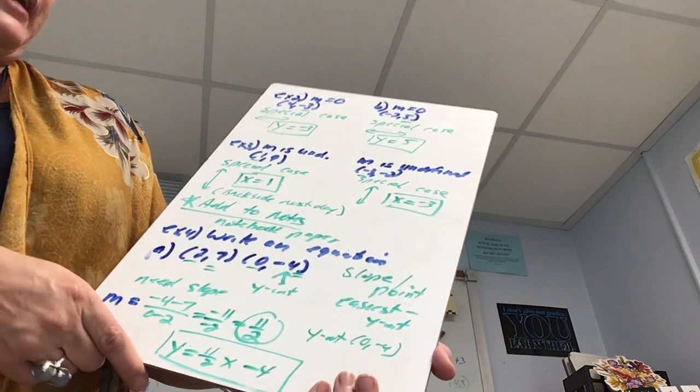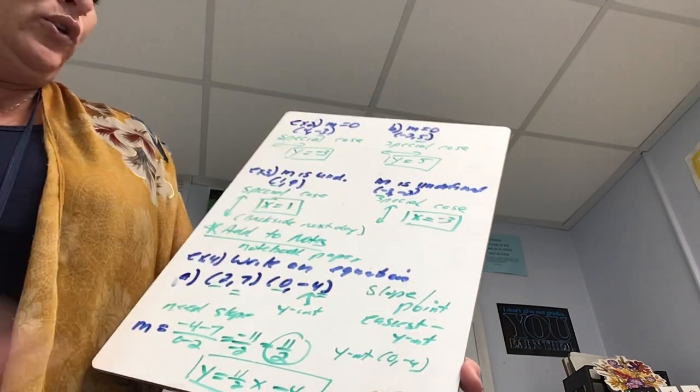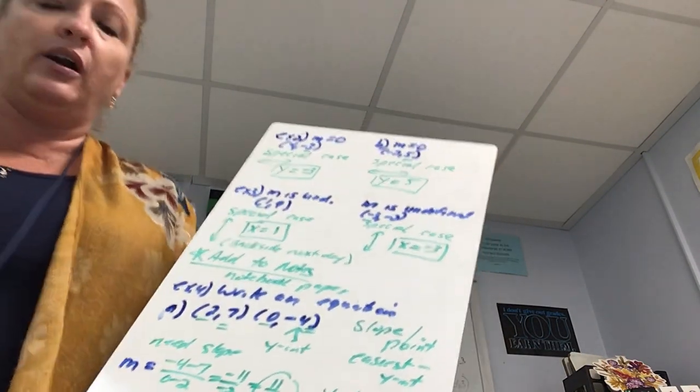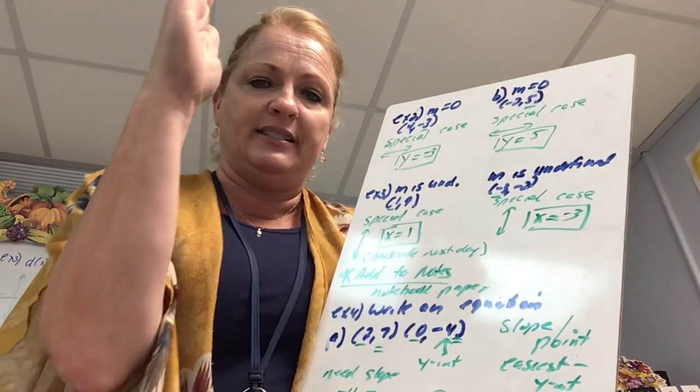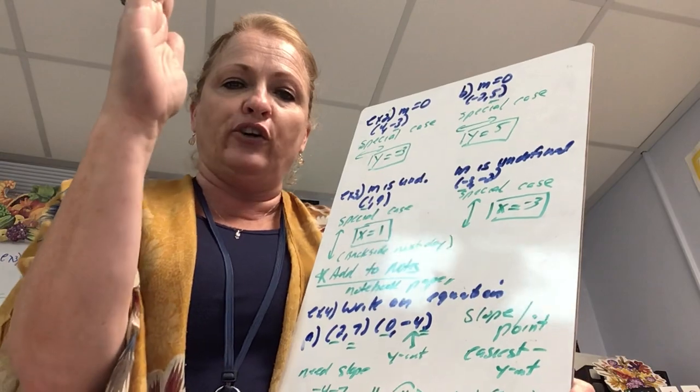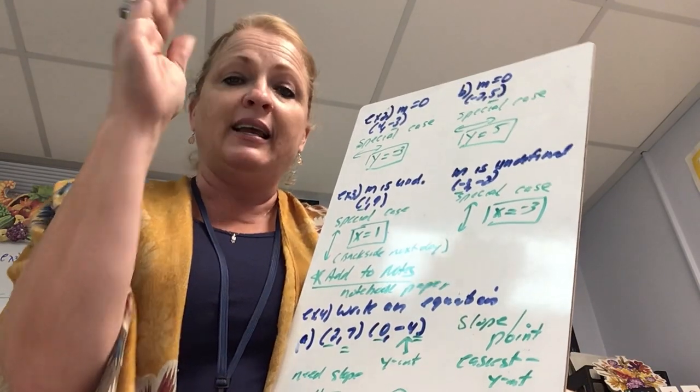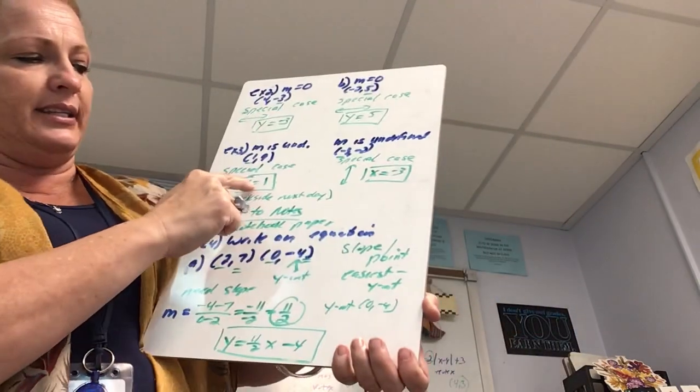3, the slope is undefined and it goes to the point 1, 9. All right, so right away you should be thinking special case. Slope is undefined. It means it is a vertical line. Vertical lines have what type of equations? X equals. So x equals what?